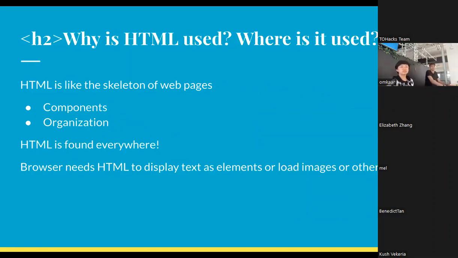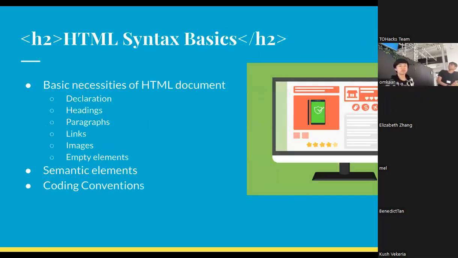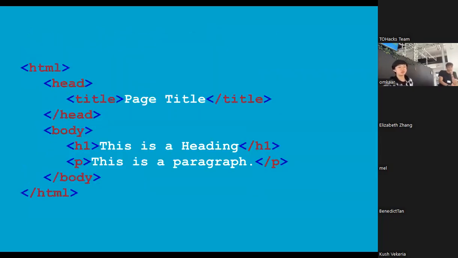So why is HTML used and where? HTML is essentially the structure you give to a web page, and it's found everywhere. Every single website you see needs to have HTML for it to be parsed by the browser you're using. Now the HTML syntax basics: there are declarations, headings, paragraphs, links, images, and empty elements. We'll be going through all of them more in depth later on. And then there are semantic elements and coding conventions, which we will also talk about.